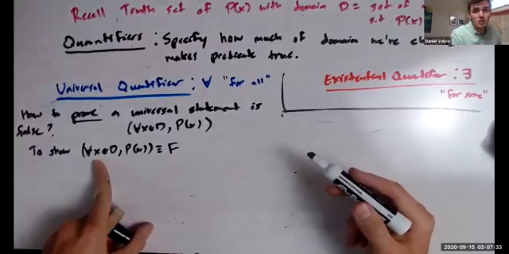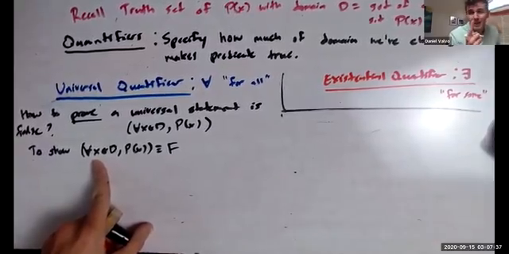So to prove it false, you have to show it doesn't work on the entire domain, meaning it just fails for one element in the domain. You have to find a counterexample. These are four different ways to say it. I hope it's making sense.